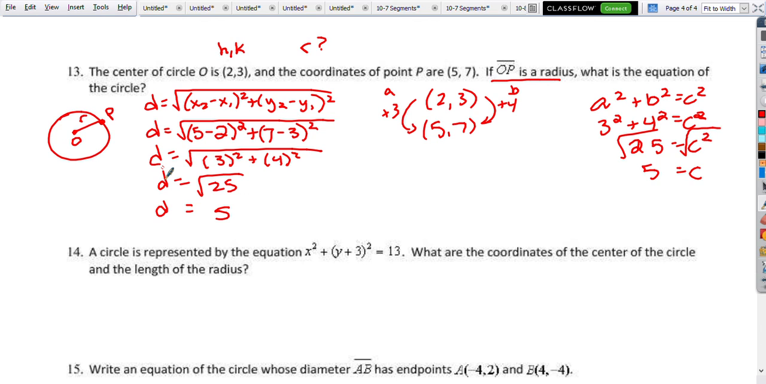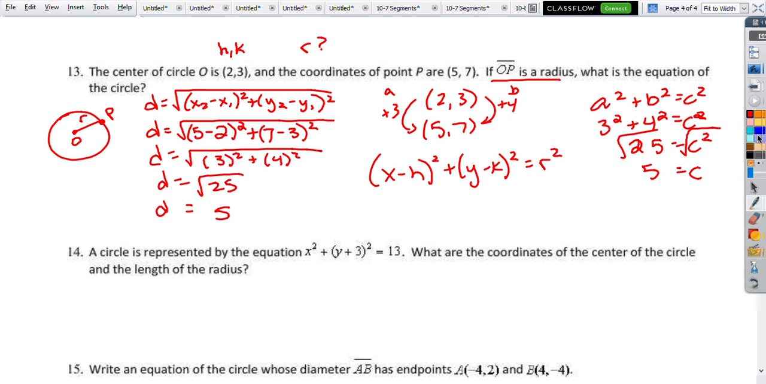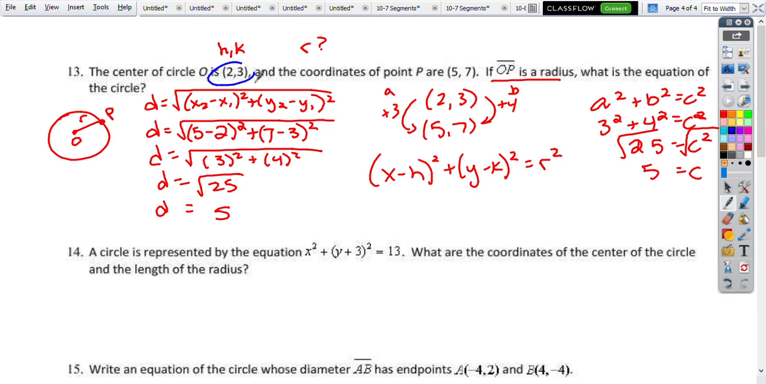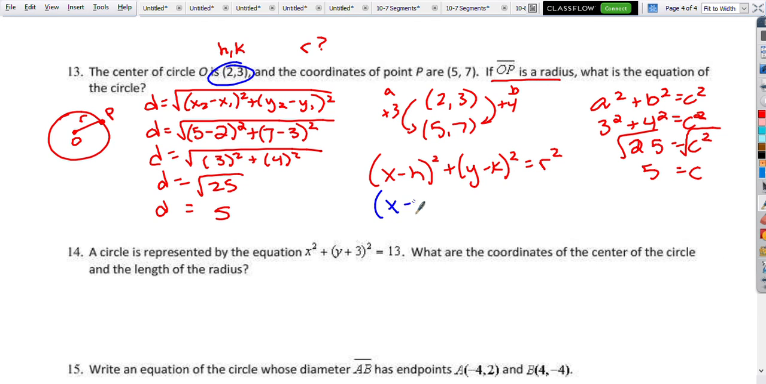So the center equation, (x minus h) squared plus (y minus k) squared is equal to r squared, and then plug it in. So take the center point. Remember to change the signs. So it's (x minus 2) quantity squared plus (y minus 3) quantity squared equals r squared. Remember, r is 5, so this is going to be 25.